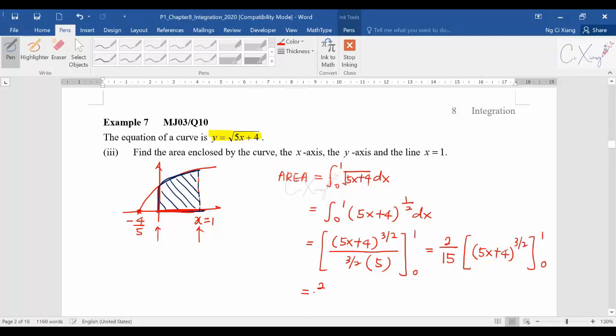Now you start to substitute the values in. Substituting 1, you get 5. 5 plus 4 is 9. Square root of 9 is 3. 3 power 3, you get 27. Then minus, now you put in 0. So 4 power 3 over 2 is a power 3, then you get an 8. Then eventually you simplify it. Hopefully you can get 38 over 15. Or if you want, you can keep it in 3 significant figures. I will keep it in the fraction.